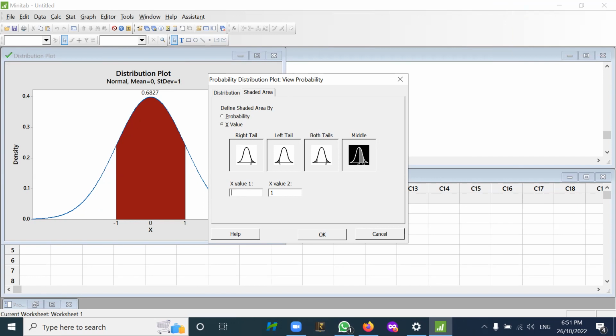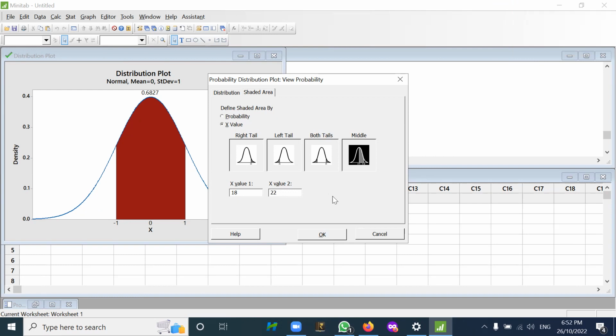What is your standard deviation value? Not 20, it is 2. So minus 1 means mean minus 2. What is the mean? Mean is 20. 20 minus 2 is how much? 18. That only you should put at X1. Put 18. Now X2 will be center plus 1 standard deviation, 22. So I have to put 22.